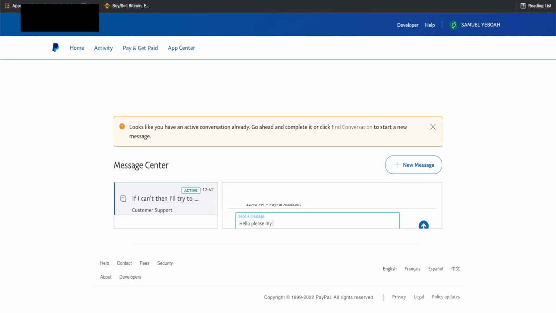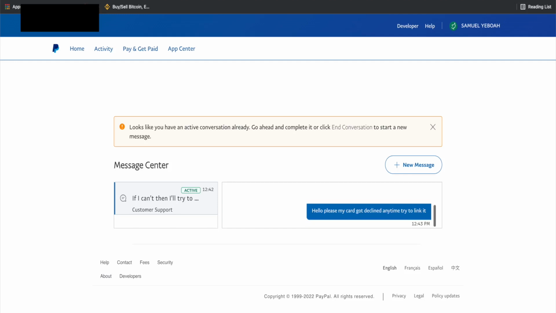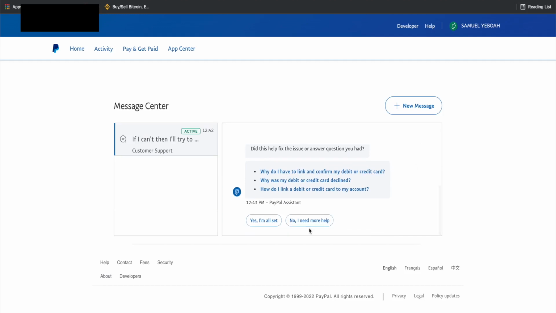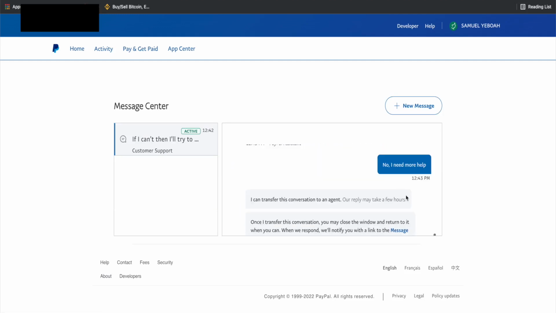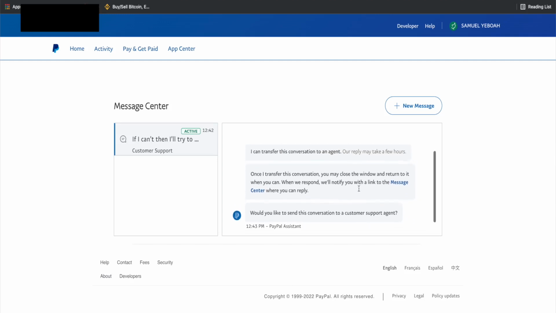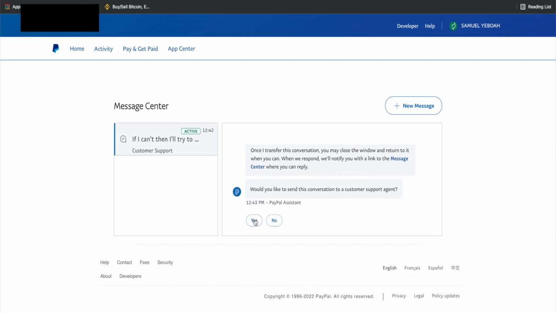Then I typed, hello, please my card got declined. The suggestion was that the card was declined, and there were articles I could read. The chat then asked if I would like to send the conversation to a customer support agent.